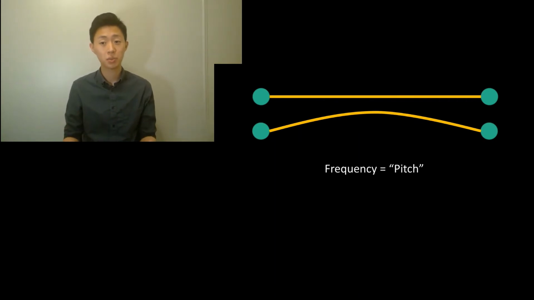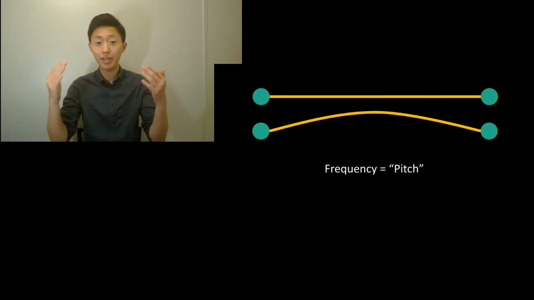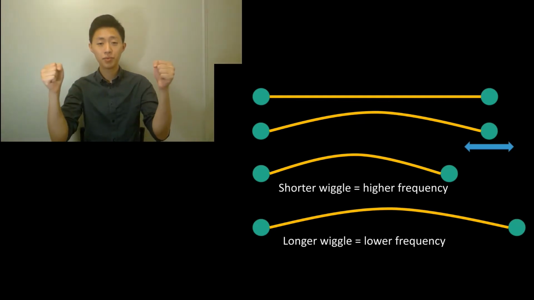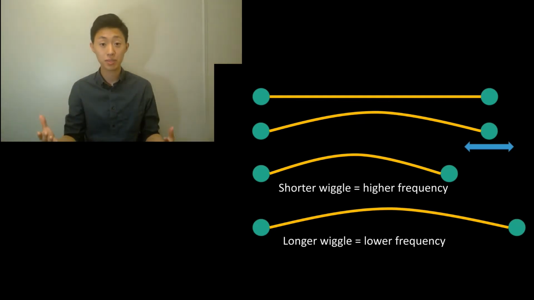Frequency is a scientific word for what musicians call pitch. A high-pitched sound sounds very high, and a low-pitched sound sounds very low. We can change the pitch by moving the 2 fixed endpoints. If we move them closer to each other, these wiggles get even smaller. And the smaller the wiggle is, the higher frequency the sound is. The longer a wiggle is, the lower frequency the sound is.